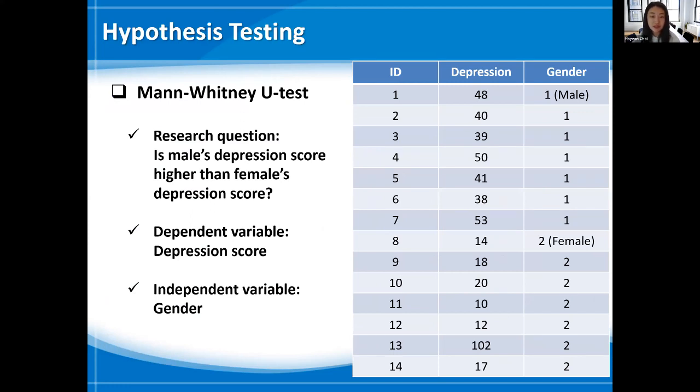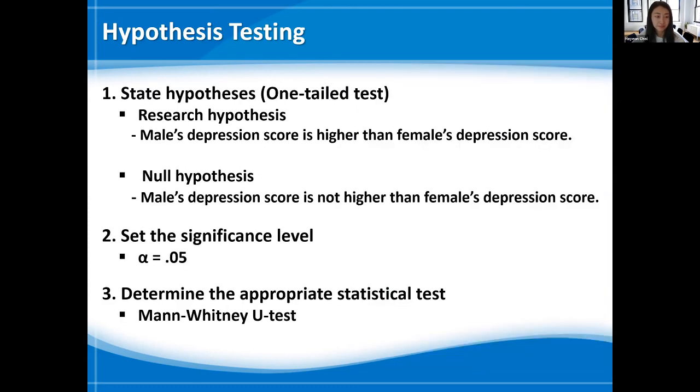Let's look at the hypothesis testing. The research question is: is male's depression score higher than female's depression score? The dependent variable is depression score, and the independent variable is gender, which is the most common independent variable. The null hypothesis here is that male's depression score is not higher than female's depression score. So we'll identify whether we can reject this null hypothesis or not through the Mann-Whitney U-test. And we set the significance level at 0.05.